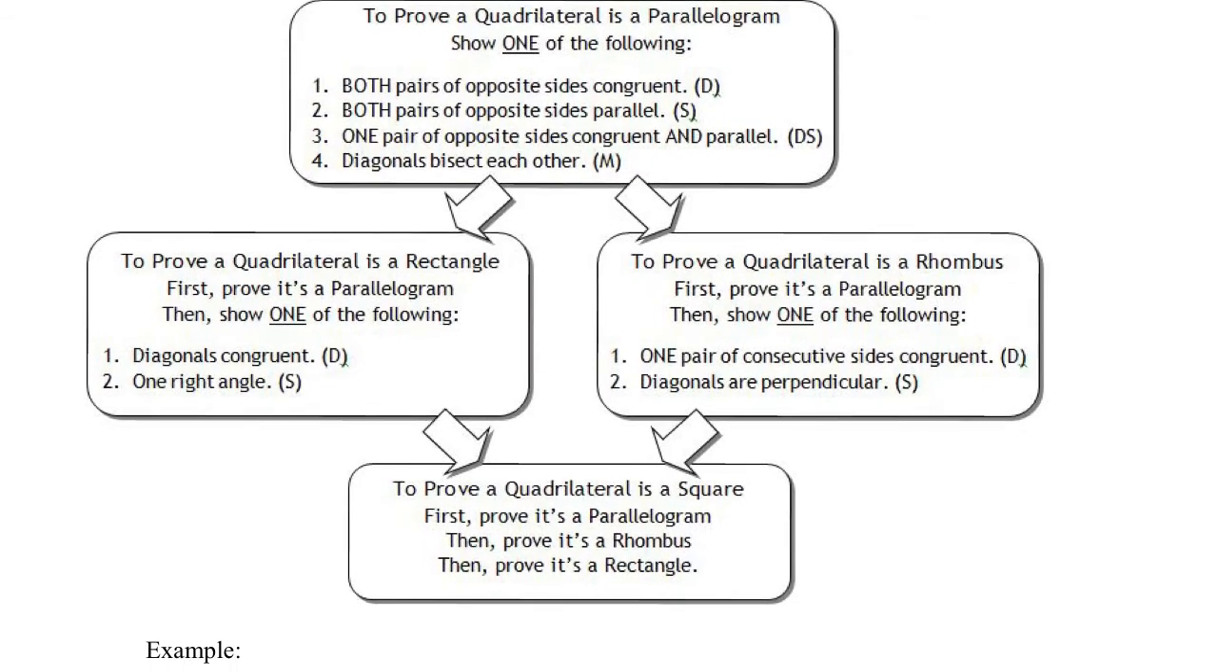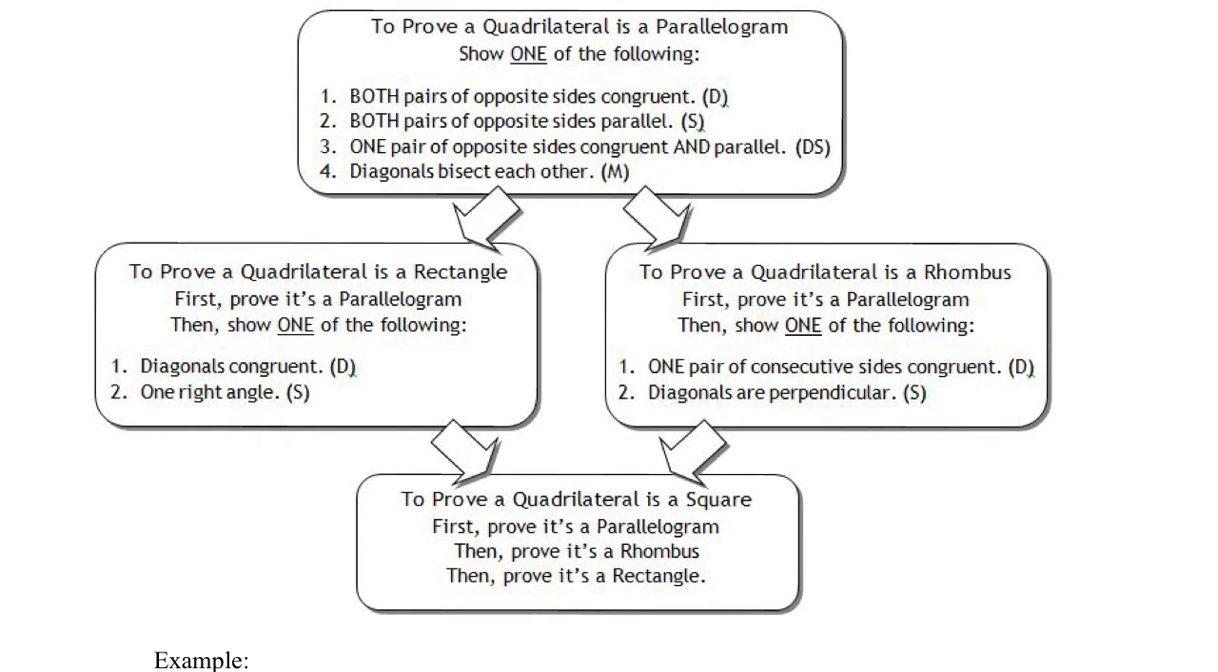Now, if you want to prove that something is a rectangle, first you have to prove it's a parallelogram. You can't just do one of these. You have to prove it's a parallelogram. Then you would say either the diagonals are congruent or it has one right angle. You don't have to show 4 right angles, only one right angle. That will prove that it's a rectangle.